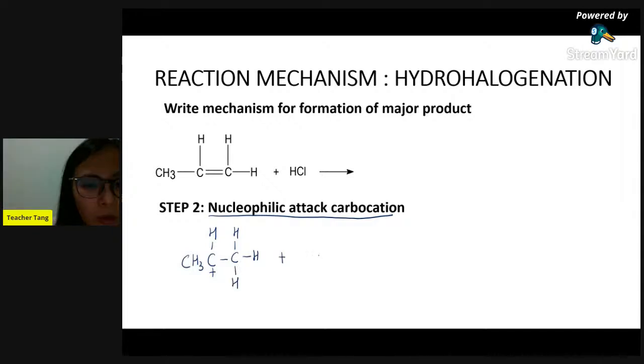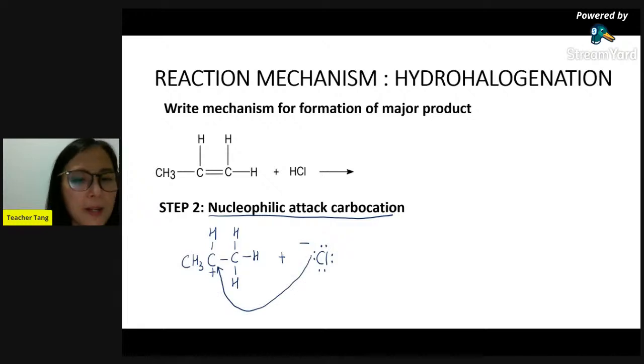And we get chloride ion. This chloride ion now is the nucleophile. It's the nucleophile, gaya dengan electron. So this nucleophile will use the lone pair to form bond with the carbon.